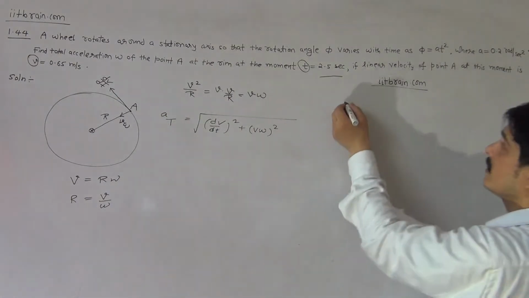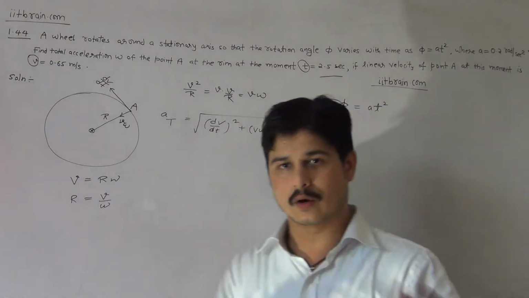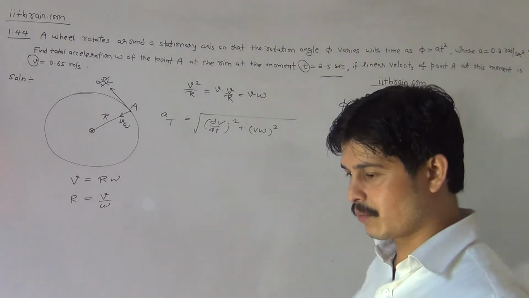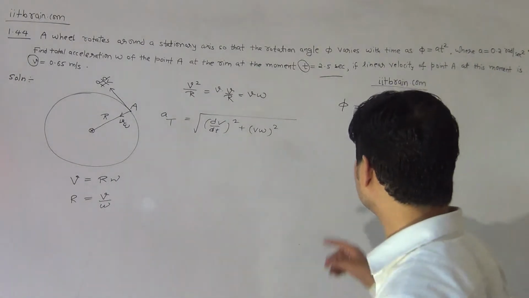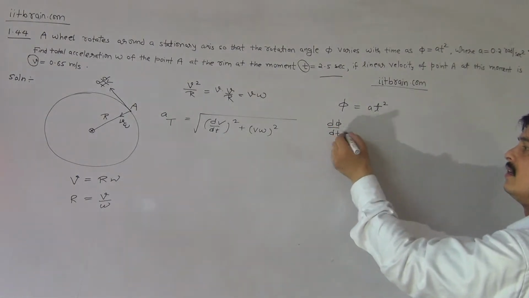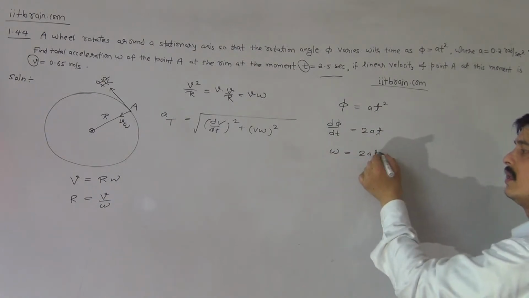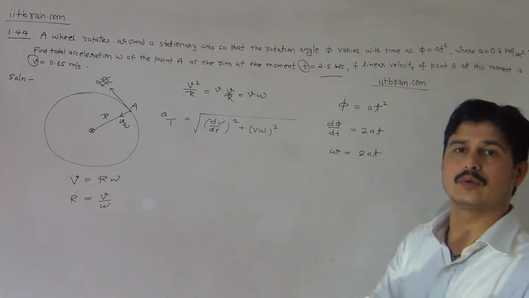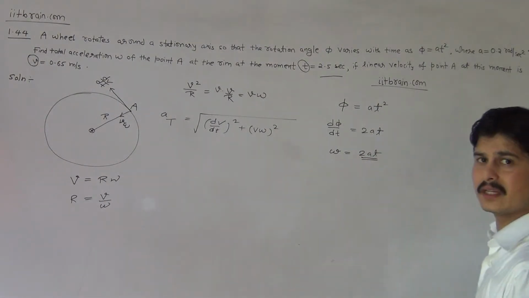Now according to the given condition, phi is a t square. By the given law, it is the angle rotated by the wheel or by every point of the rim of the wheel, because when a body rotates with angular speed omega, every particle of that body rotates with the same angular speed omega. Phi is given as a t square, so d phi by dt equal to 2at. This d phi by dt is omega. So omega is 2at. That is the angular velocity of the wheel, the angular velocity of every point of the rim of the wheel.